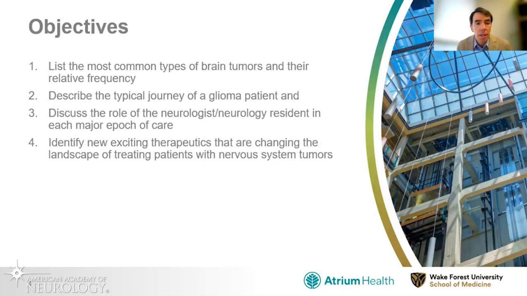Then we're going to shift to describing the typical journey for a glioma patient. Gliomas are what we often see in the hospital, on the wards, as well as in your clinics. And I'd like for you to understand the epic of care for a glioma patient. And we'll discuss the role of the neurologist, and specifically the neurology resident, in managing issues in that epic of care. So we'll try and grab one or two nuggets that happen at initial presentation and radiation and chemo and those sorts of things that you need to know as a resident.